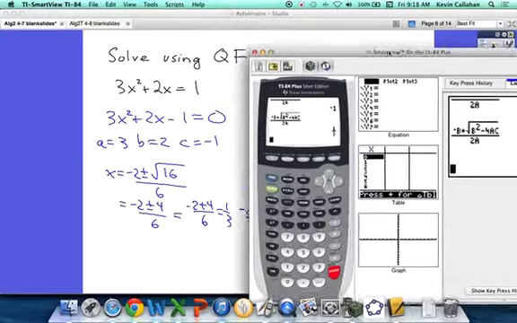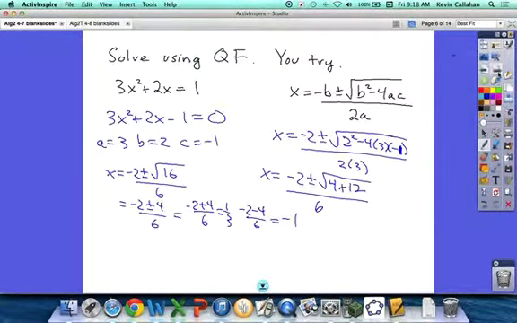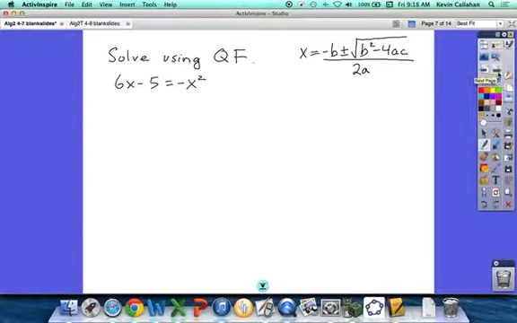Okay, so we need to move on. Okay, so let me do this one. Solve using the quadratic formula. What do I have to do to this one before I start? I've got to have 0 on one side, right? So I'm going to add x squared to both sides so that it looks like x squared plus 6x minus 5 equals 0.